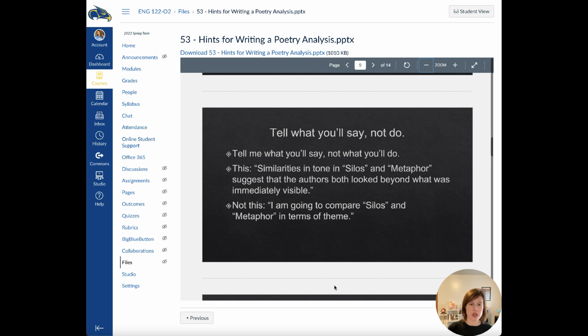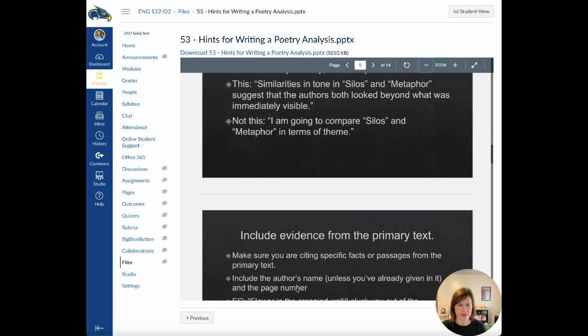So tell me what you'll say, not what you'll do. So for example, similarities in tone in silos and metaphor suggest the authors have looked beyond what was immediately visible. Not, I'm going to compare silos and metaphors in terms of theme. That last one there is very basic, and I feel like you can be more creative and flowery in your language and explain more like the first example had.